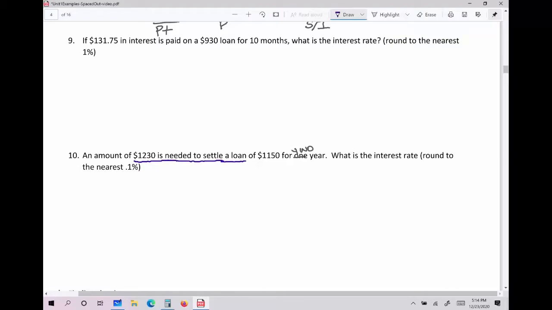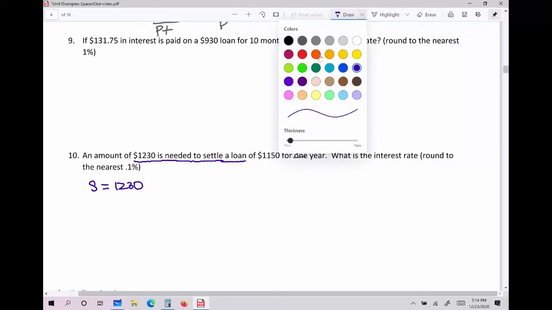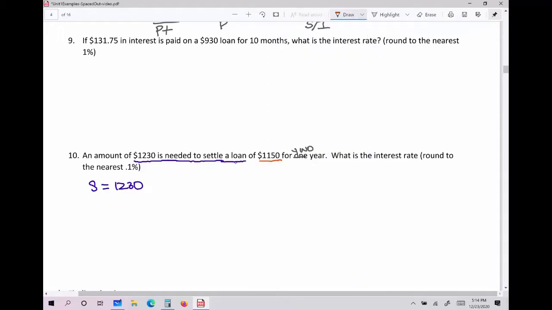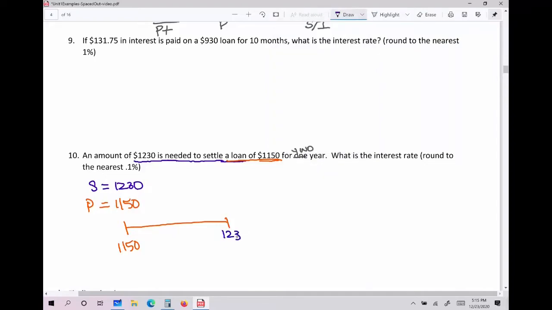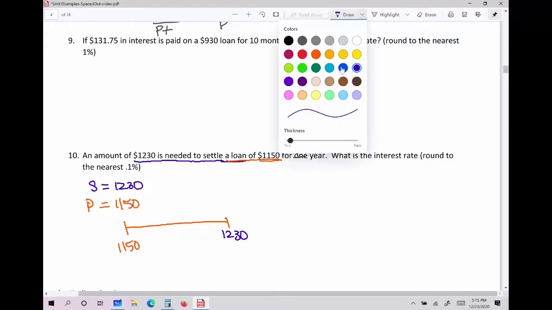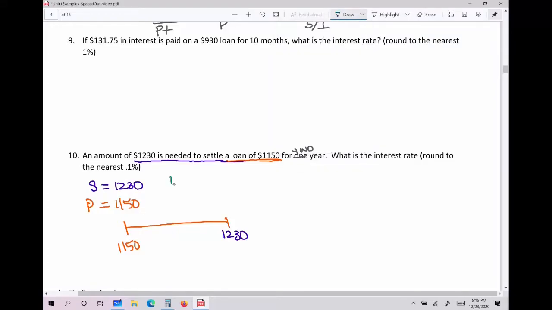Okay, so what we're going to do here is we have an amount of $1,230 needed to settle a loan. So that means that's our S. And then the loan is a loan of $1,150, so that's our P. So that means $1,150 goes over here. And then S was $1,230, so it goes at the end of our timeline for 2 years. Then 2 years will go here. What is the interest rate? So we're trying to find R to the nearest 0.1%.